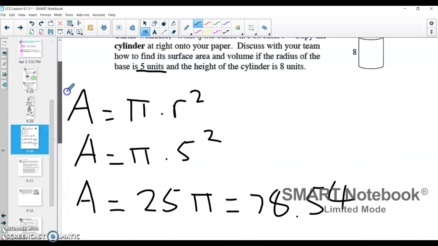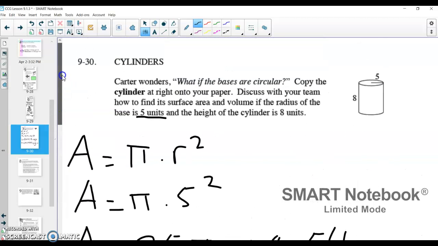Again, I want to really hit this idea home here in 9-30 that it doesn't matter if the base is a hexagon, if the base is a triangle, if the base is a square. If you find the area of the base and then multiply it by the height, you get your answer for volume. Okay?